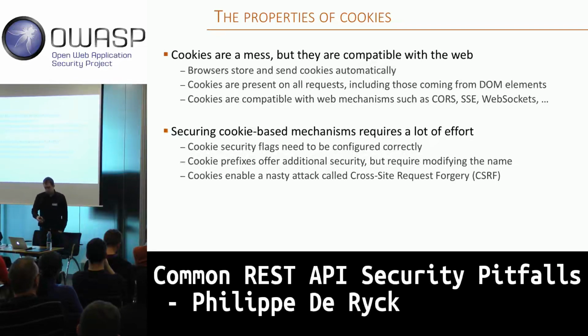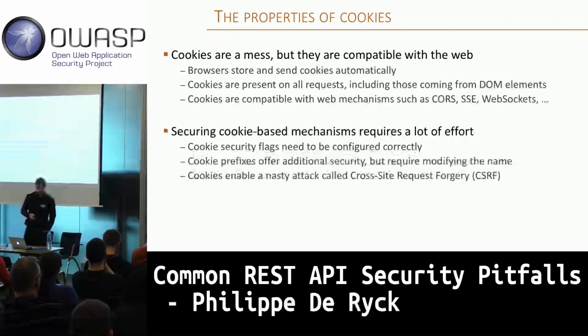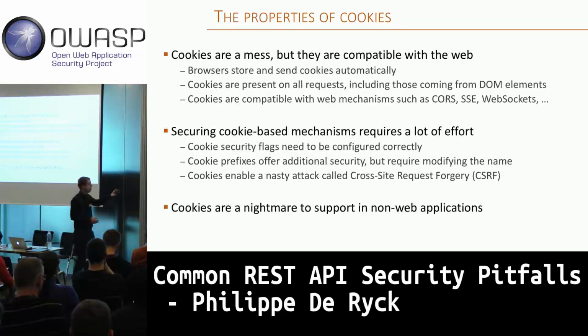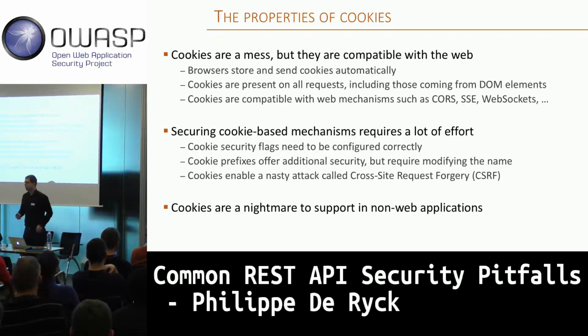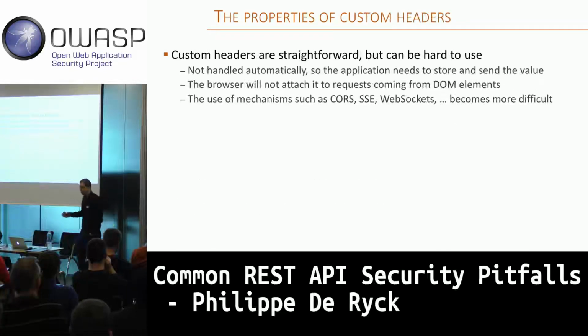Cookies require a lot of effort to secure, like I said, the security flags, prefixes, and they also suffer from something called cross-site request forgery, which I will talk a bit about in the next topic. Essentially, if you have a non-web application and you want to secure cookies the right way, you want to take these security properties into account, it's a nightmare to implement support for cookies. And as a result of that, many people here are not using cookies to access their APIs because it's messy. And the authorization header looks a lot cleaner.